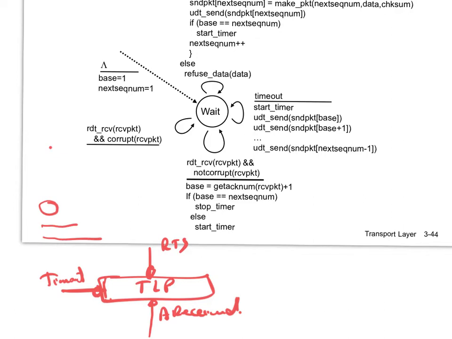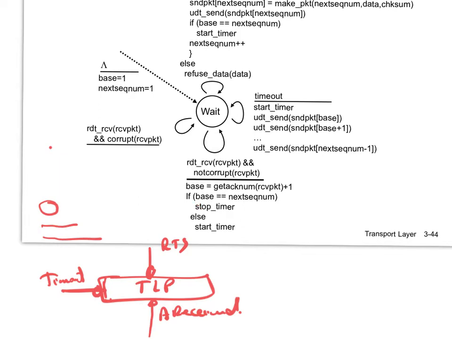Lower event means acknowledgement received. Okay? If this acknowledgement is not corrupted, which means it's legitimate, okay, so what I need to do is to use the acknowledgement number to slide the window. Because again, everything is ordered. And in that case, there are two possibilities.